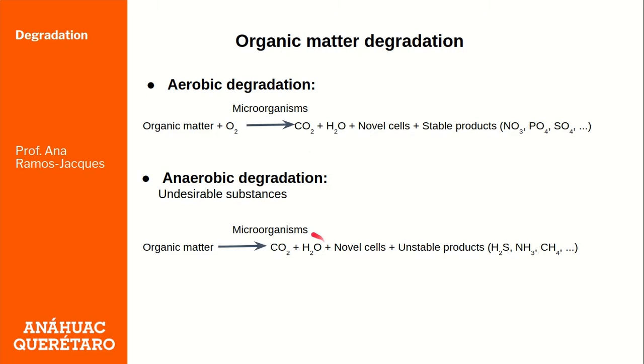These main products are also obtained by anaerobic degradation, but you see here that there is no oxygen. Then the subproducts are the difference. We have new cells, but the side products obtained with aerobic degradation are stable, like these ions. These ions obtained in the effluents of water, you can see that there is no problem because they are stable products.